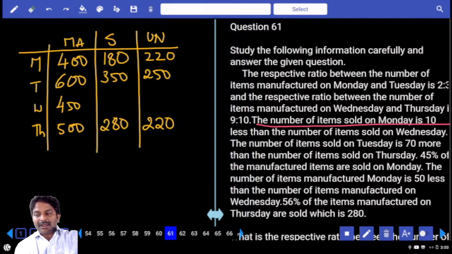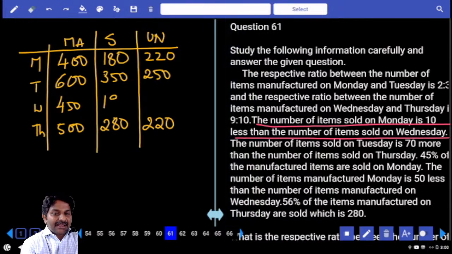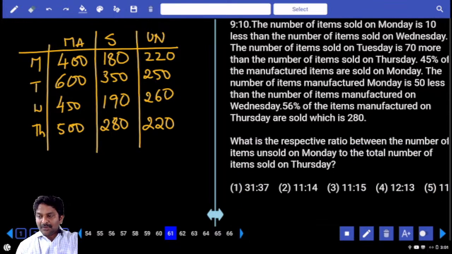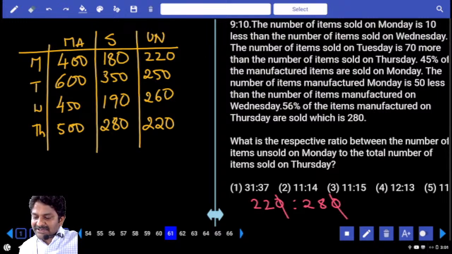Number of items sold on Monday is 10 less than items sold on Wednesday. Then on Wednesday, it has to be 190 only. Then unsold are 260. Everything is available. What is the respective ratio between number of items unsold on Monday? Unsold on Monday, how many are there? 220. And items sold on Thursday, 280. 0 gets cancelled. Simplified form, 11 is to 14.